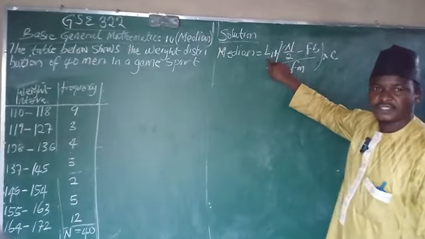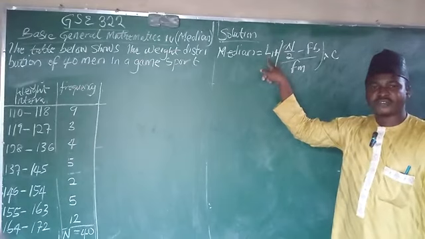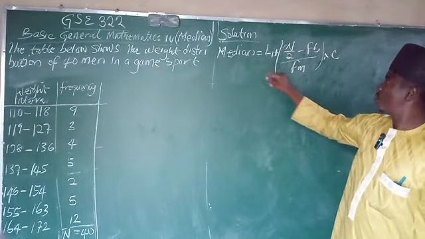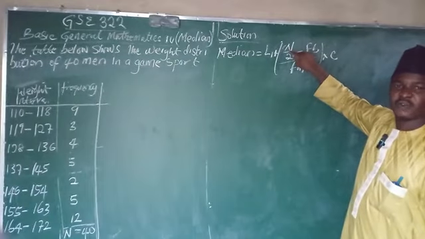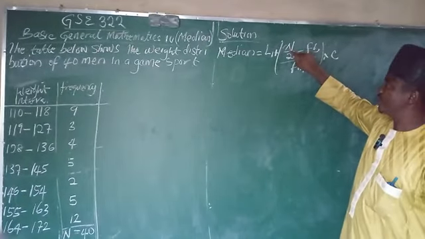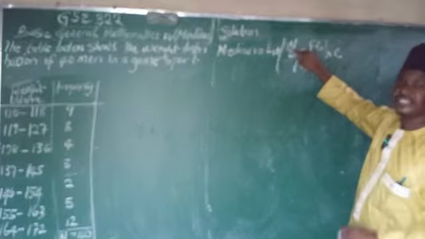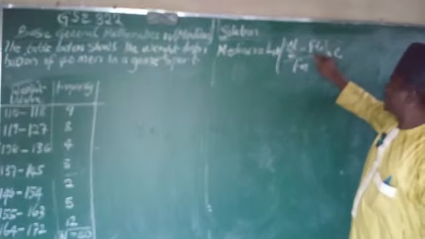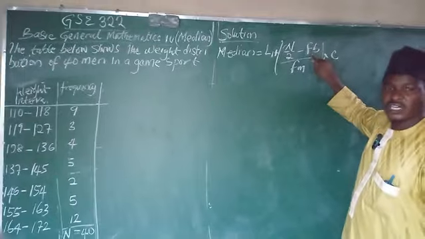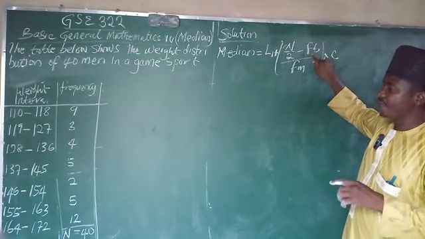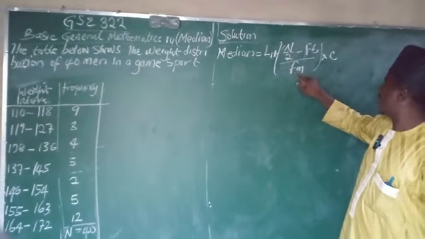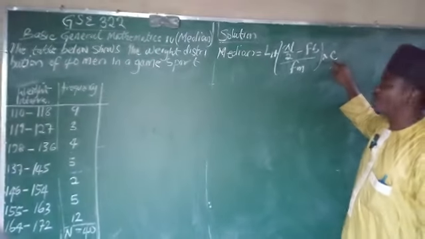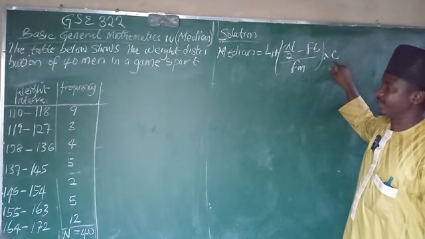This is the formula, and all these have meaning. L1 stands for the lower class boundary of the median class, while n stands for the summation of the frequency, or total number of items. FB stands for the cumulative frequency before the median class, FM stands for the frequency of the median class, and C stands for the class size.